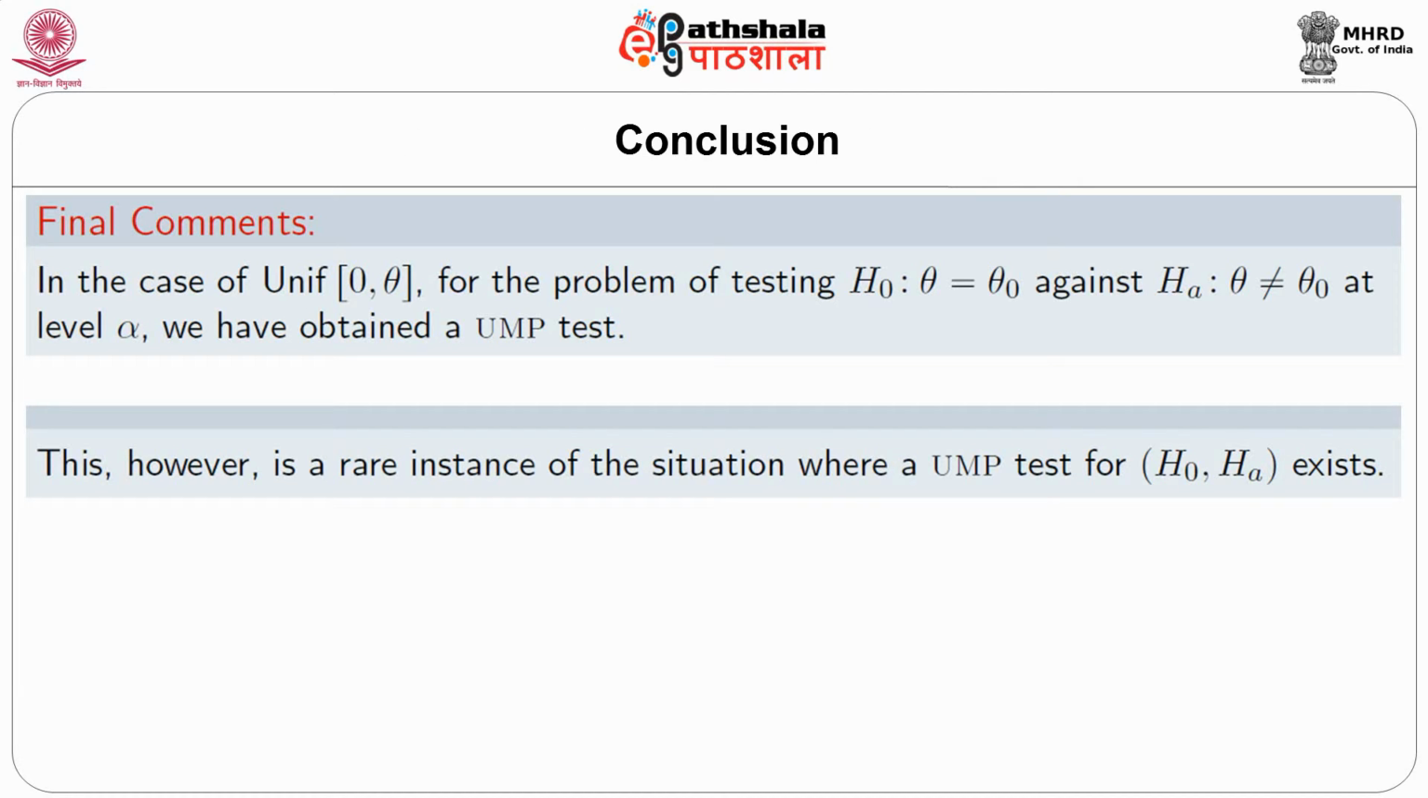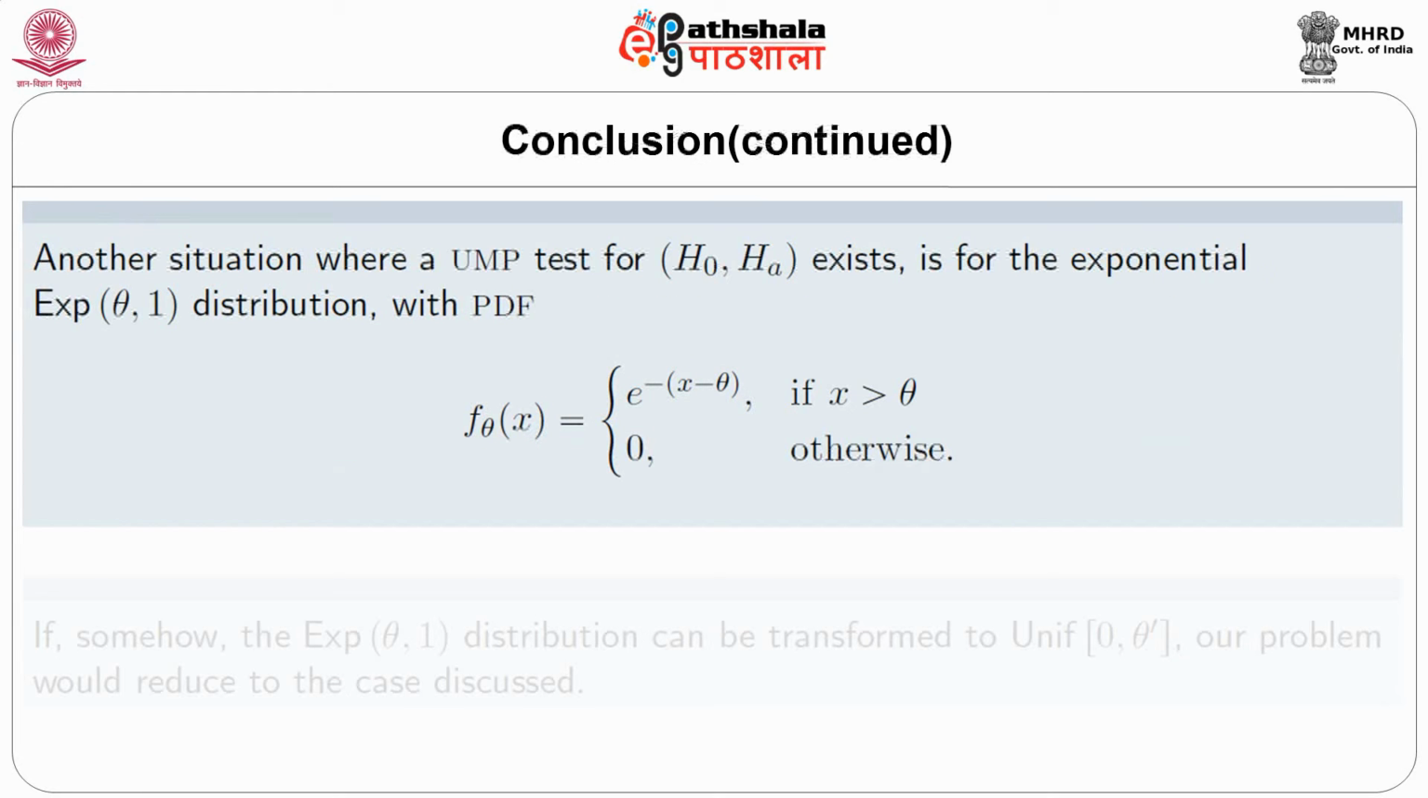So, we have derived a uniformly most powerful test for testing against two-sided alternatives, and we can show that this uniformly most powerful test psi is unique. So, in this case, for the uniform 0 theta problem, we have obtained a uniformly most powerful test, and we can show that it is unique. This, however, is a rare instance of the situation where a uniformly most powerful test against a two-sided alternative exists.